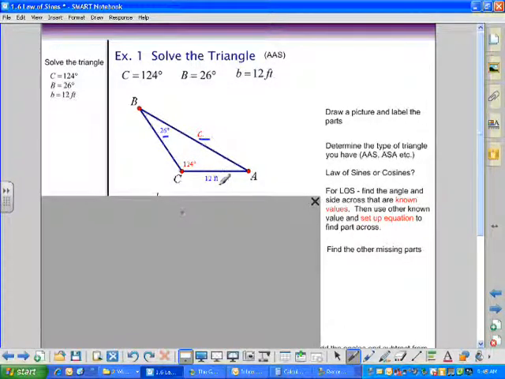We don't know the length of side C. We do know the length of side B. It's across from angle B, and it's 12 feet. And that's all the information that I've been given. So now we want to determine what type of triangle we have.